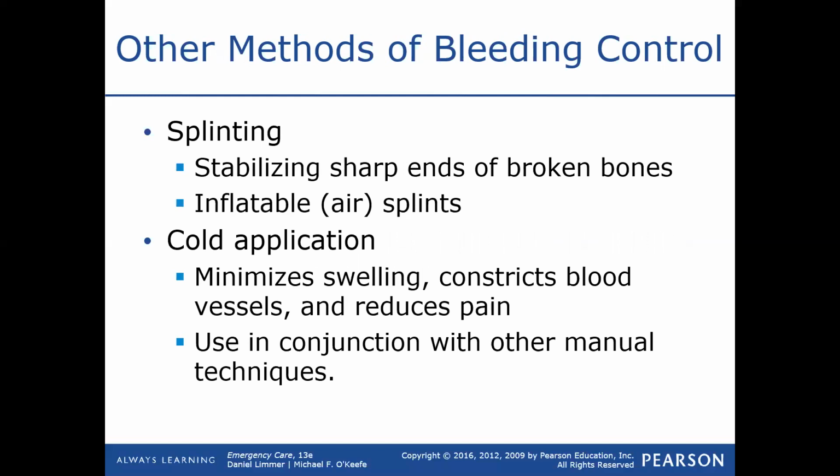Other methods of bleeding control, we can splint. Splinting will stabilize the sharp ends of the broken bones. We can use inflatable air splints. We can put cold on there. We have cold packs in the ambulances. All right, it minimizes swelling, constricts blood vessels, and reduces pain, and is used in conjunction with other manual techniques. So again, our methods of bleeding control are direct pressure, dressing, and tourniquet. Once you have that established, if you want to splint, if it's necessary, or apply a cold pack, that's fine. Just make sure that you control the bleeding itself first.